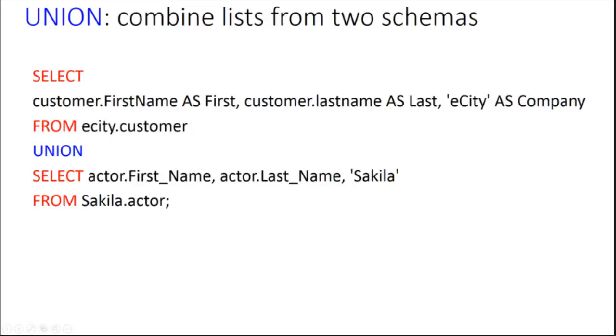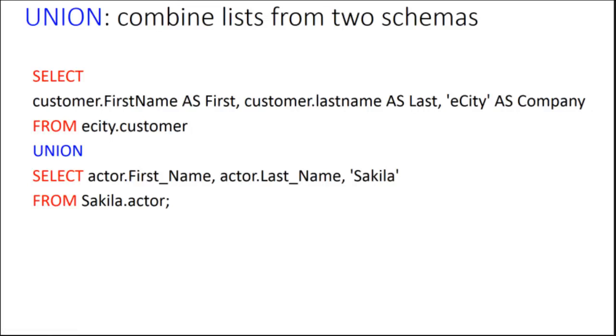Select actor dot first name. Well, this is the name of the field. As we see, first underscore name is the name of the field in the actor table in the Sakila schema. Actor dot last name, and then the third field that will return just Sakila. From the schema name, table name, Sakila.actor.